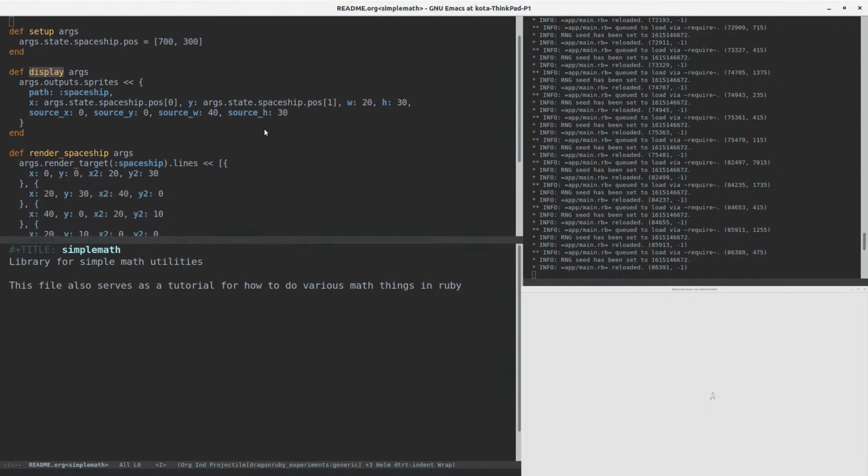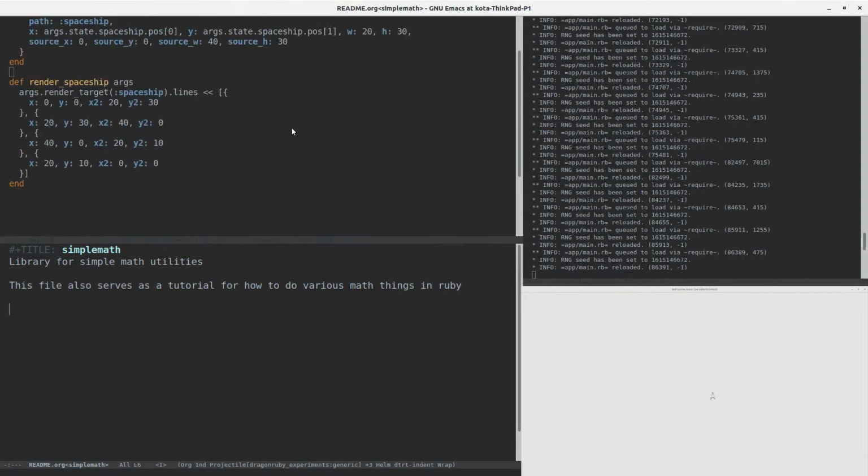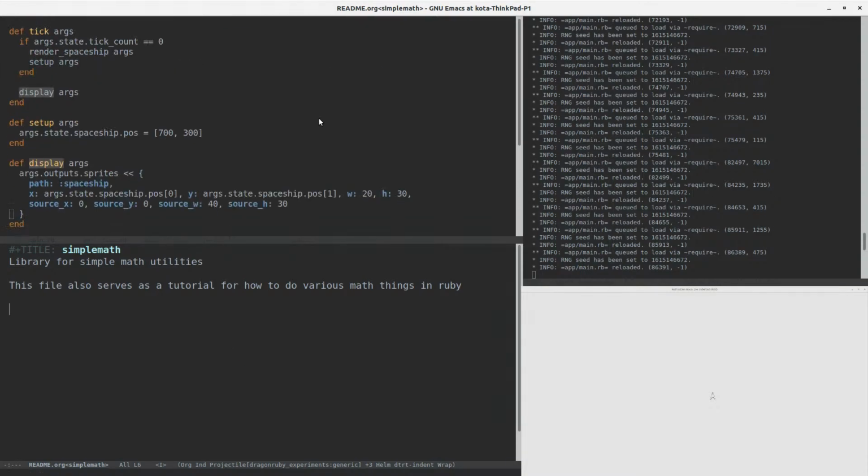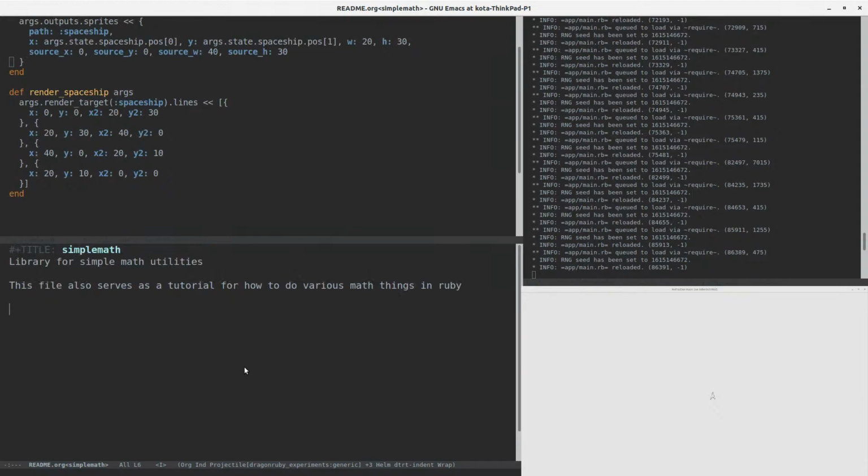Okay, let's start building up our vector library. So I'm going to be using this down here. This is org mode. So we'll just stick everything in here, and then we'll copy and paste what we have up here so that we have both the document and this up here.